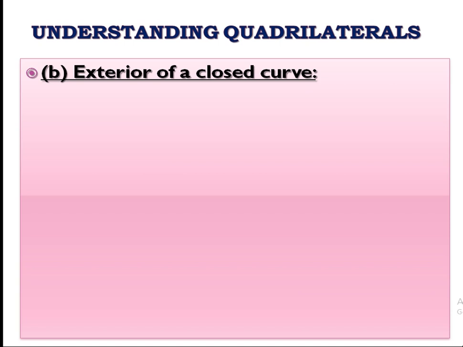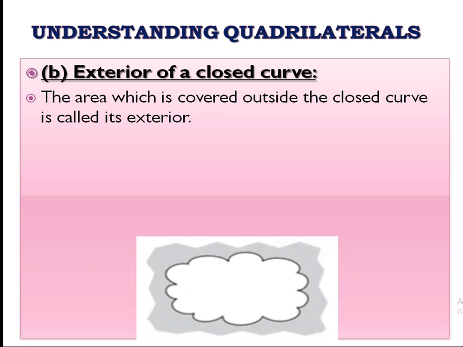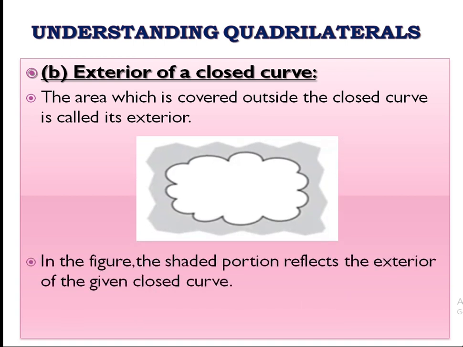Now, exterior of a closed curve. What is the exterior of a closed curve? Here it is. The area which is covered outside the closed curve is called its exterior. Here see the figure. In the figure, the shaded portion reflects the exterior of the given closed curve. In the above figure, you see one shaded portion. That shaded portion represents the exterior of the closed curve. Okay students, right?